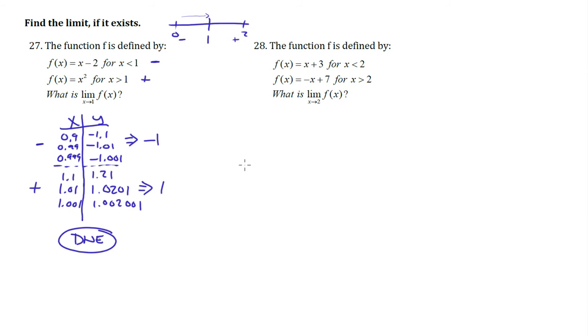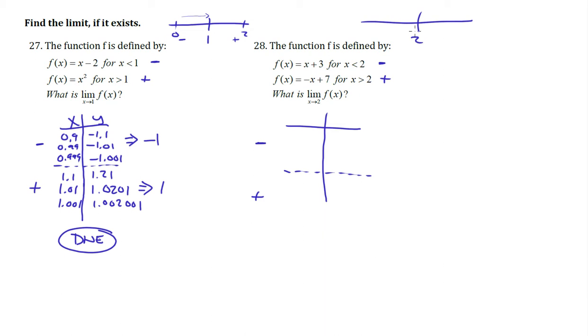Okay. For 28, we'll want to do basically the same thing. Make ourselves a little t-chart here. It's x plus 3 for when x is less than 2, and negative x plus 7 when x is greater than 2. So we'll do this from the negative side of 2, and this from the positive side of 2, because x less than 2 is the negative side, and x greater than 2 is the positive side.